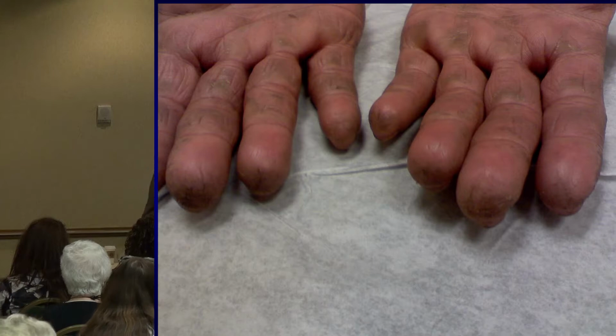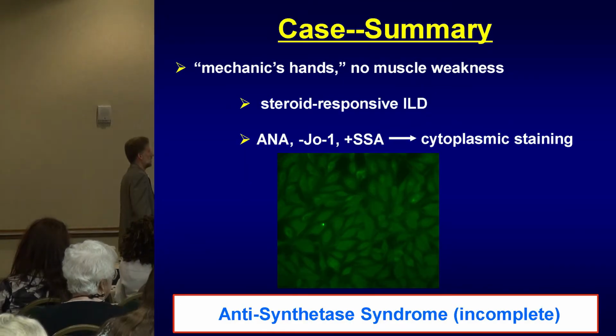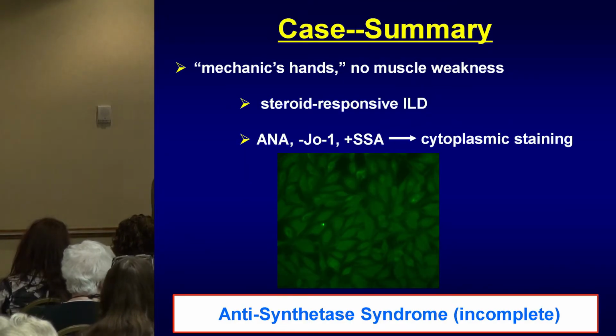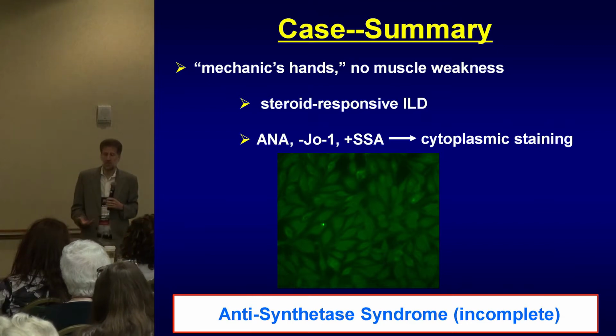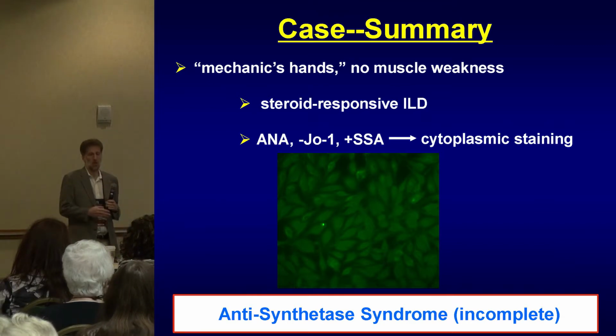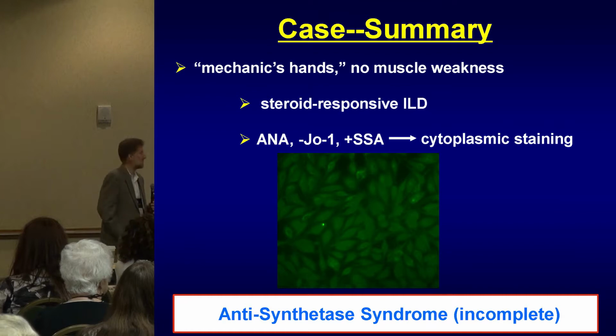But he basically said, you know, this is new. This is not something I've had, I've worked as a mechanic for years and I really haven't had this. So basically the summary of this case is that this is a gentleman with a known history of interstitial lung disease based on his earlier presentation and some abnormalities on imaging studies. Currently relatively asymptomatic, but he does have evidence of what we would call mechanic's hands on examination, no muscle weakness.